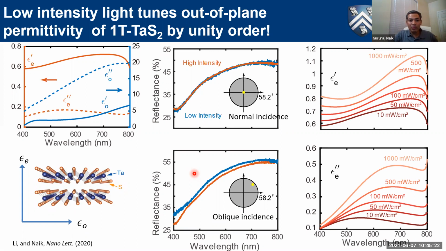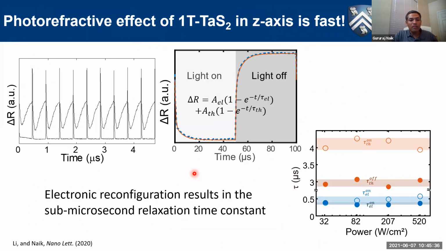And then to give you a perspective, 100 milliwatt per centimeter squared is just one sun intensity. That's like holding tantalum disulfide in sunlight. Then I have so much change in index. Okay, we were really curious why this is happening. It's a huge change, and we wanted to see how fast it is.